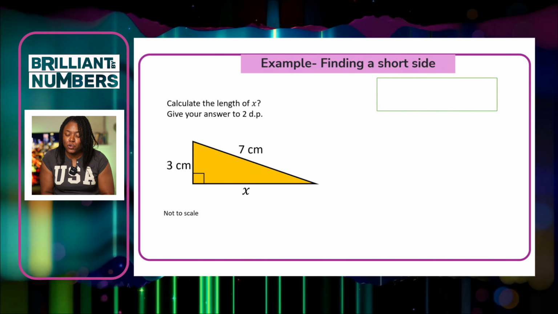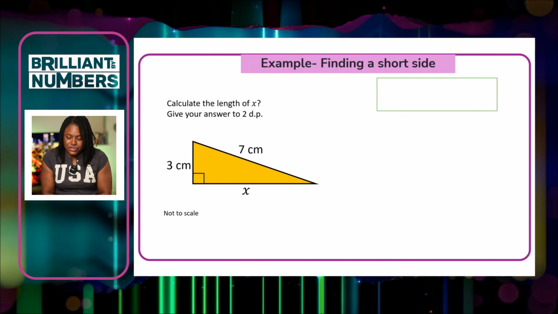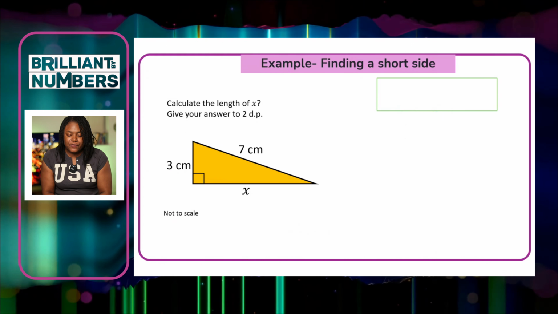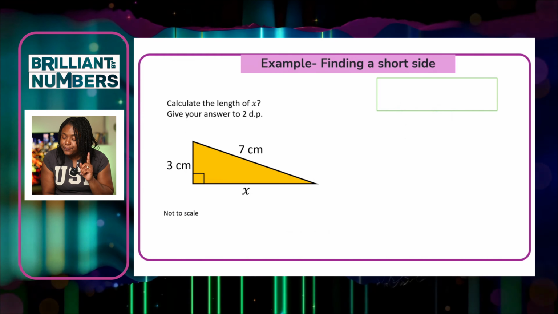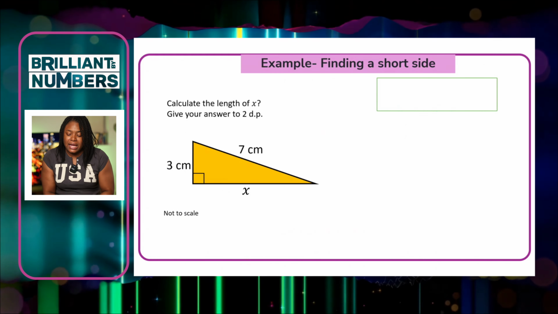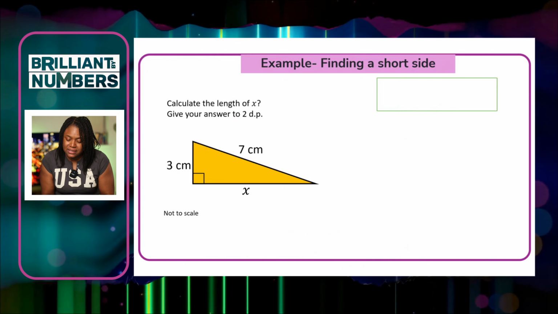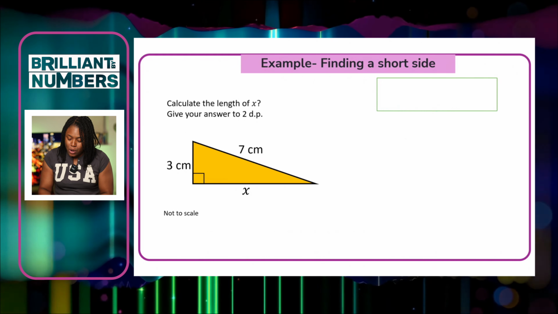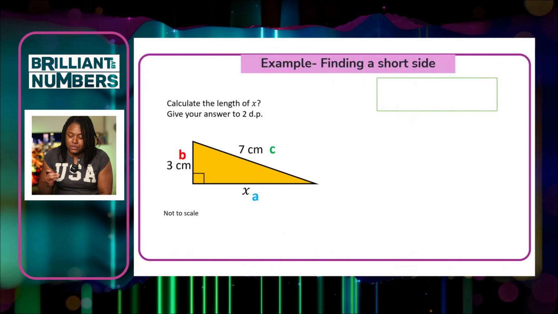So here we're told, calculate the length of x and give your answer again to 2 decimal places. So we've got 3 and 7. 7 this time, however, is the hypotenuse. And clearly the caption tells us we're finding a short side. Brilliant. Now we're going to put our labels in. So this time we are finding the short side.